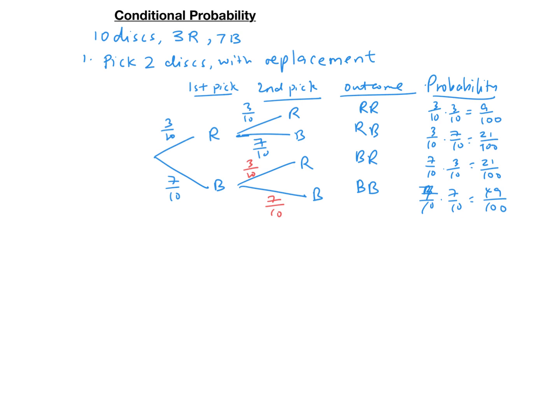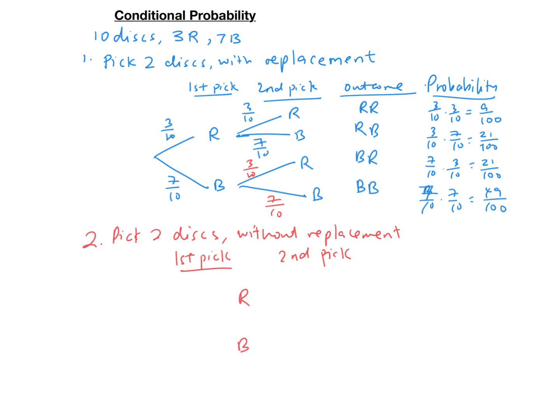Now we're going to look at a second situation for repeated events without replacement. So you're going to pick 2 discs without replacement. So I will draw this again. We have the first pick, and the second pick. The first pick we have red and blue. The probability of picking a red for the first pick is 3 out of 10. The blue will be 7 out of 10.